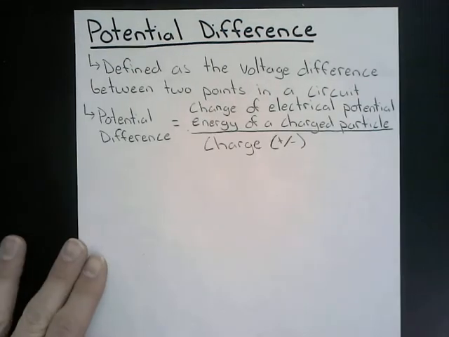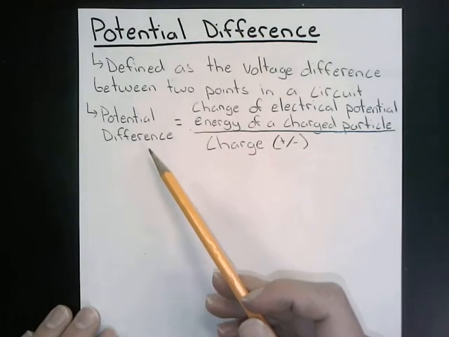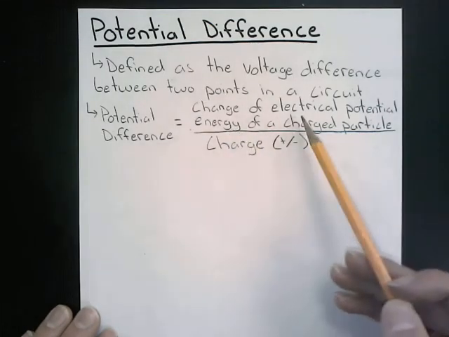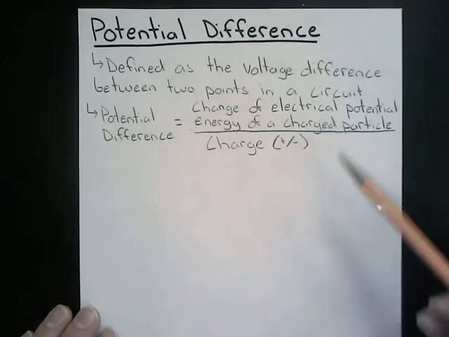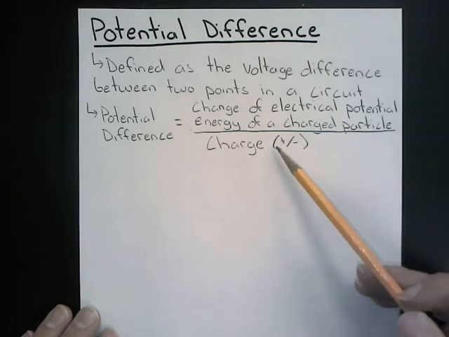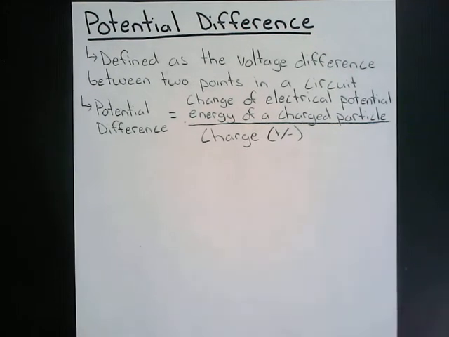Again, here is this same definition in a mathematical formula. The potential difference is the change of electrical potential energy of a charged particle all divided by that charge, which can either be positive or negative. Now, this is going to occur when a charge moves from one place to another in an electrical field.